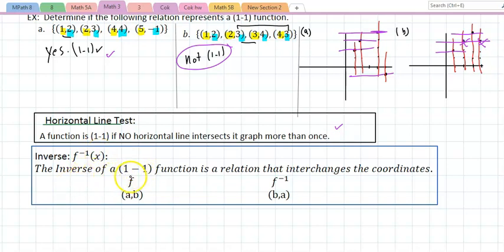For you to find an inverse, the function must be one-to-one. So, if a function is one-to-one, it has an inverse. If a relation is not one-to-one, it can't have an inverse. The inverse of a one-to-one function is a relation that interchanges the coordinates. All it does is swap the coordinates. And let me get you an example.